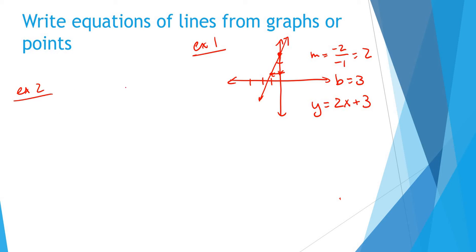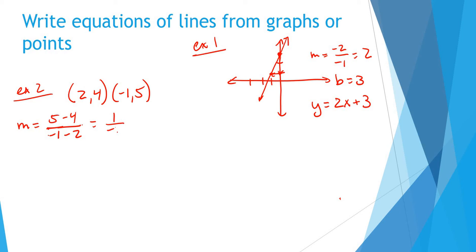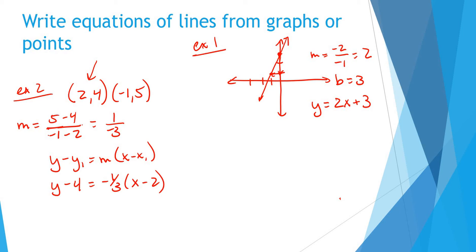If I give you another example where instead of giving you the graph, I just give you some points, 2, 4, and negative 1, 5. So the first thing I have to do is find the slope, y minus y over x minus x. That would be 1 over negative 3. And then using my model and picking either point, I'm going to pick the first one because then I don't have to have a negative in there. Y minus my y value equals my slope, and x minus my x value.